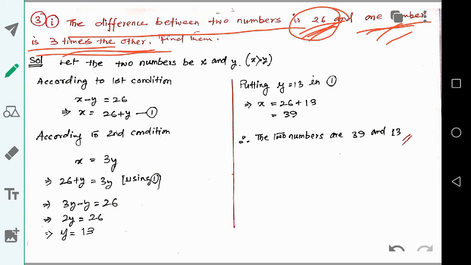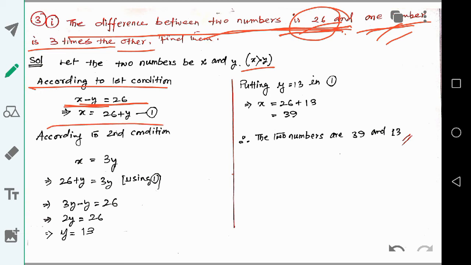So we have considered two numbers x and y, and we have considered x is the greater number and y is the lesser number. If so, according to the first condition, the difference between the two numbers is 26, so x minus y must be equal to 26. As x is greater than y, x minus y must be 26 because the difference is 26. So x is equal to 26 plus y, which is equation number 1.